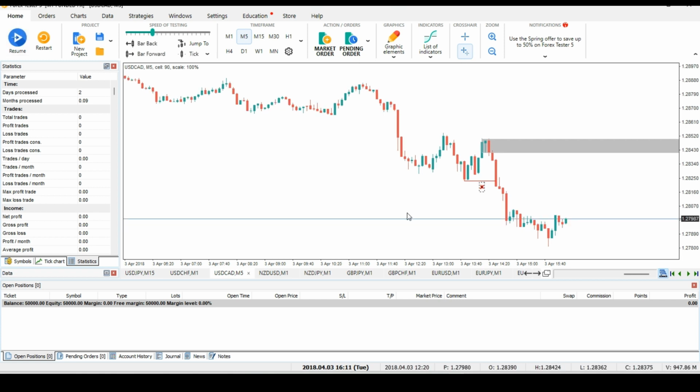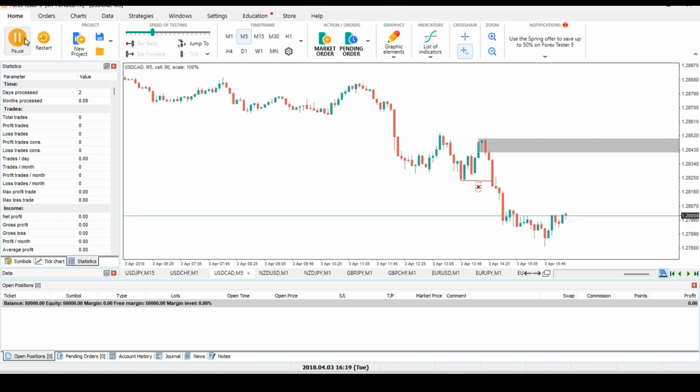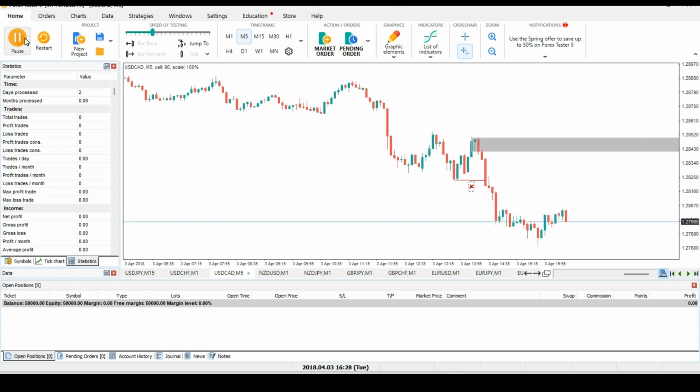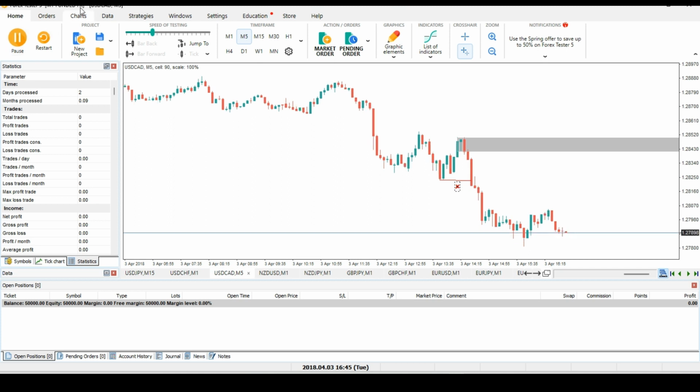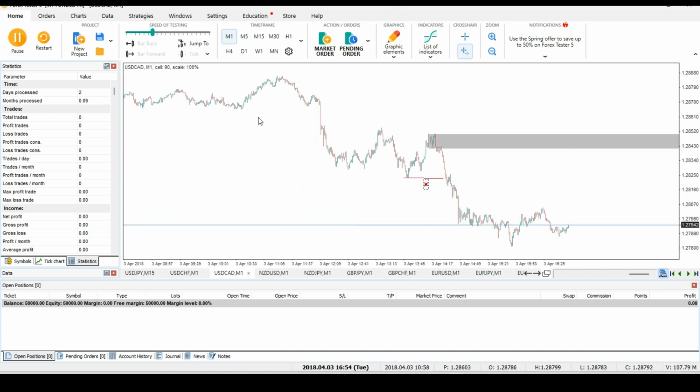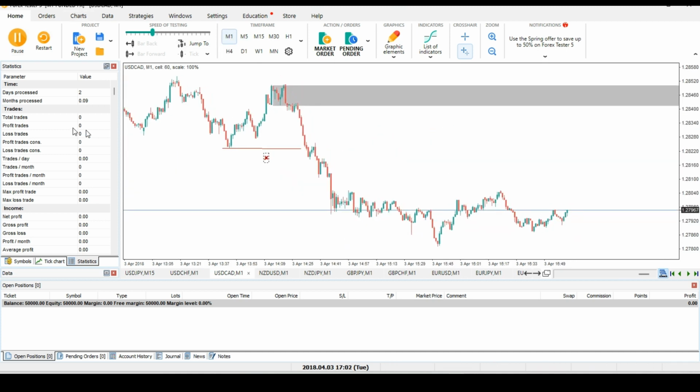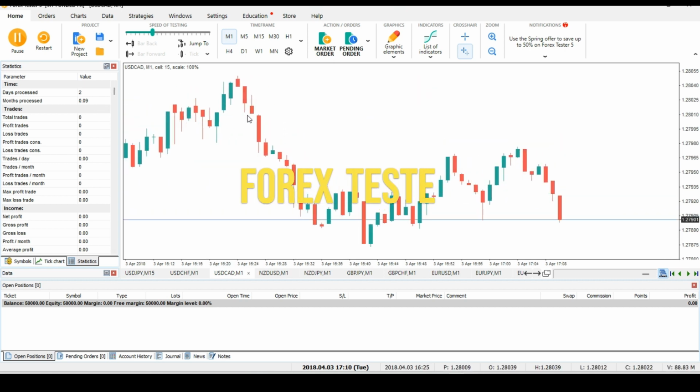So right now we're waiting for a pullback into this zone, and if we have a pullback into this zone, our stop loss is going to be above, and then we're going to take it to the next fresh demand zone. So right now we're just going to wait for price to pull back. Let's see how price is going to pull back. Okay, so far, nothing much, and then we'll just wait.